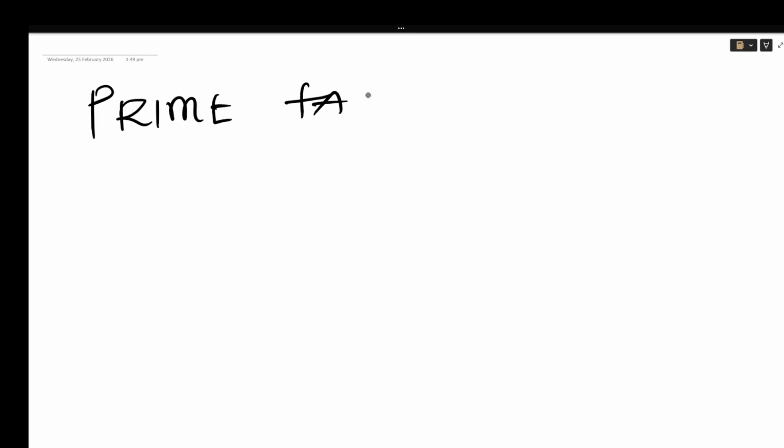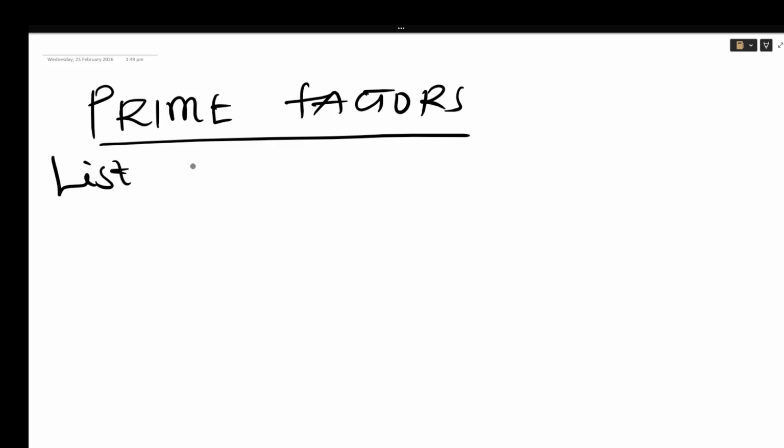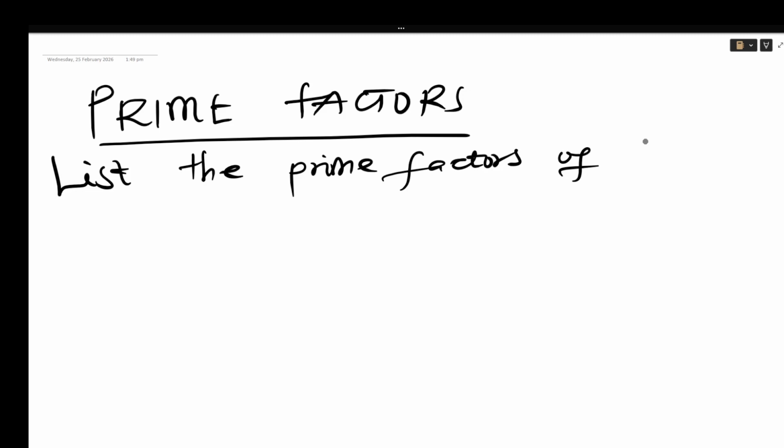Prime factors. All this means is that when you list the factors of a number, you just pick out the prime numbers. So we can have a question like: list the prime factors of 18.